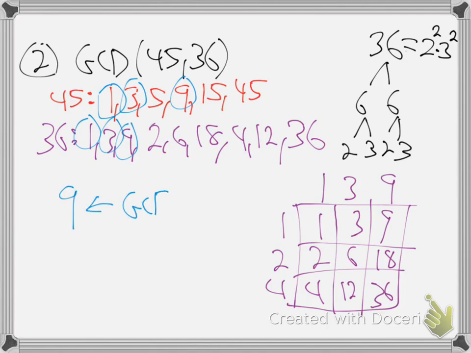9 is the greatest factor that they have in common. So I listed the common factors, 1, 3, and 9, the greatest one being 9. That good? Is that making sense? Intersection of sets?